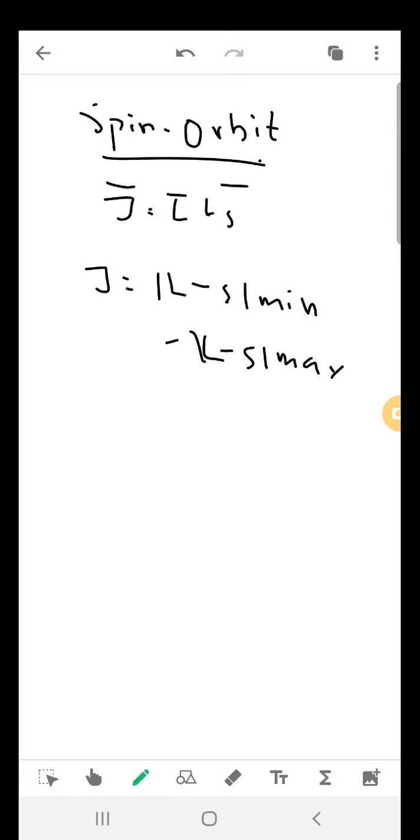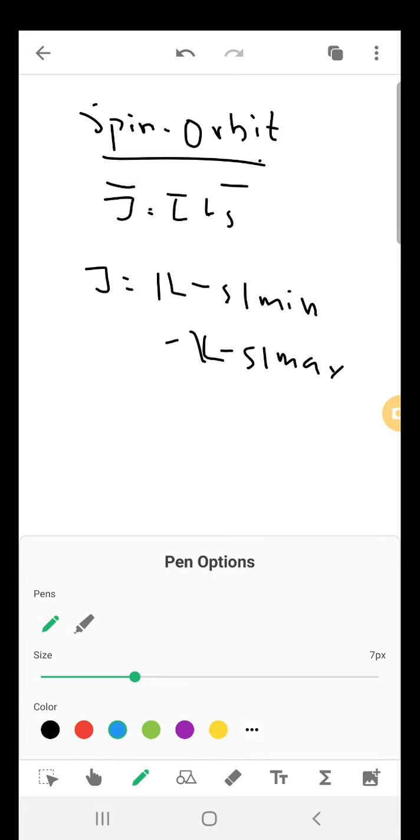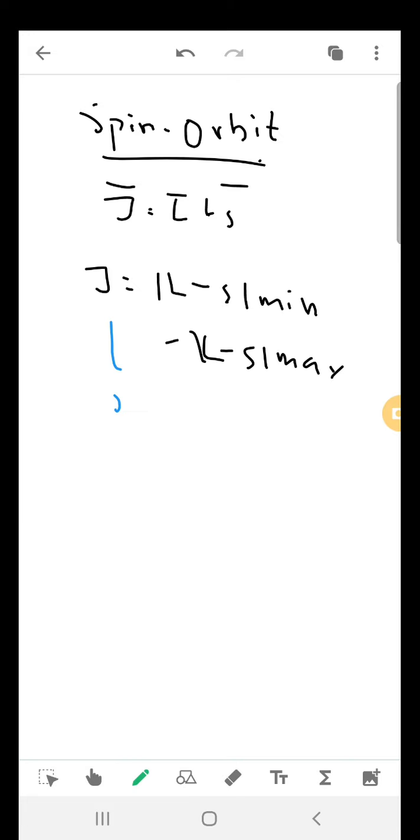Now J will always be integral or half integral. The value of J will be integral or half integral depending upon whether S is integral or not. If S is integral, then J will be integral. If it is not integral, then J will also not be integral.